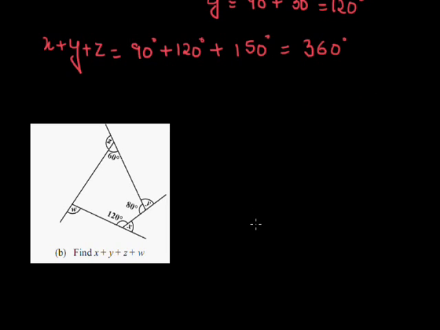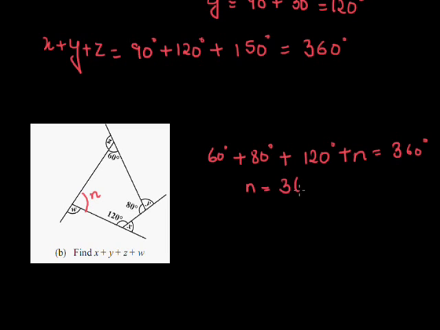Now in the next question, B part, I have to find the value of x plus y plus z plus w. Again in this question, first of all, of the four angles of the quadrilateral, three angles are given, 60 degree, 80 degree and 120 degree. I can find the remaining angle. 60 degree plus 80 degree plus 120 degree plus the remaining angle, assume that this angle is n, so I can say plus n is equal to 360 degree. Now the value of n is equal to 360 degree minus 260 degree, that is equal to 100.